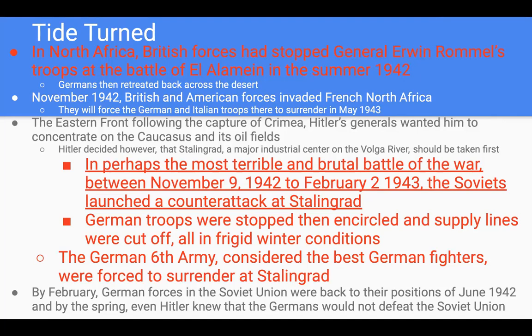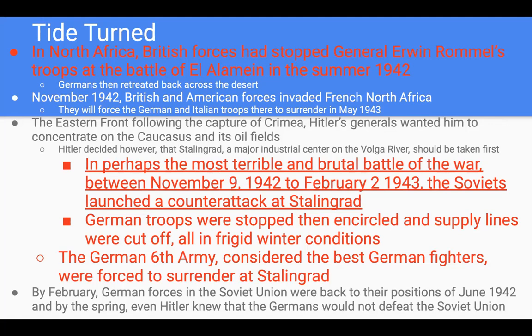In North Africa, British forces stopped General Erwin Rommel's troops. The Battle of El Alamein, summer 1942. Germans had to then retreat back across the desert. In November 1942, British and American forces invaded French North Africa. So basically, the British kicked them out of Egypt from the east, and then the Americans and British are attacking from the west, and they are basically attacking them on both sides. So German and Italian troops will surrender May 1943.